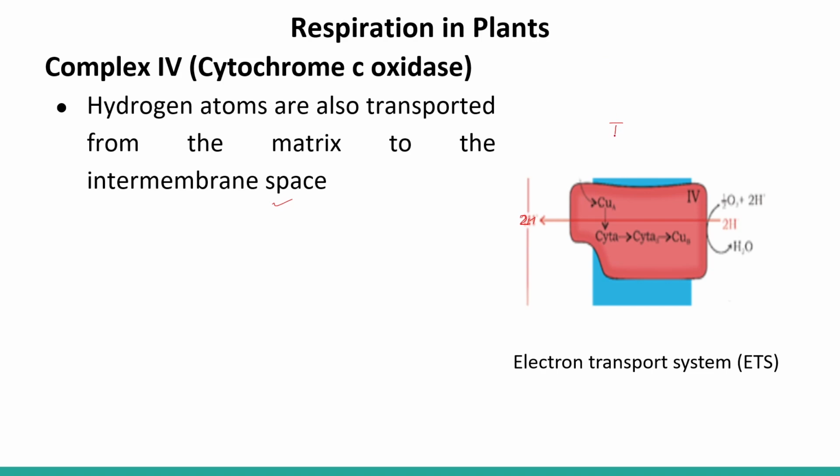So if this was the inner mitochondrial membrane, this was the matrix, and this is the intermembrane space. Protons were accumulated here. During the downhill movement of electrons, protons are transported from the matrix to the intermembrane space. So protons accumulate here.